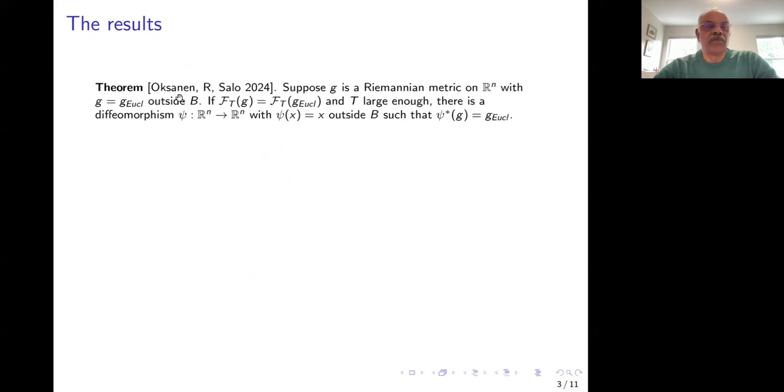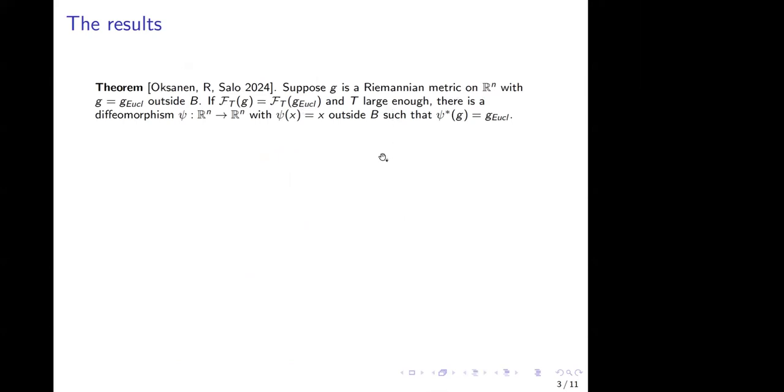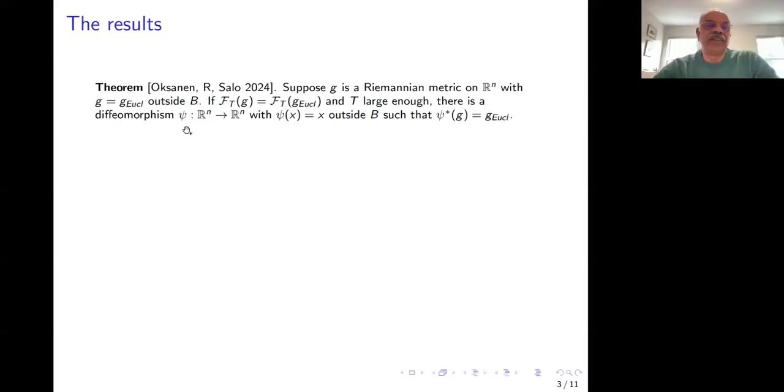So the result is, of course, with Laurie and Mikko. Suppose G is a Riemannian metric on Rn, and G is the Euclidean metric outside the ball. You collect the data on the boundary, and suppose FtG is the same data as the one coming from the Euclidean metric, and T is large enough. Then there is a diffeomorphism psi from Rn to Rn, which means G is equal to the Euclidean metric up to a diffeomorphism which is the identity outside B, right? So it's stated this way. That's the result.